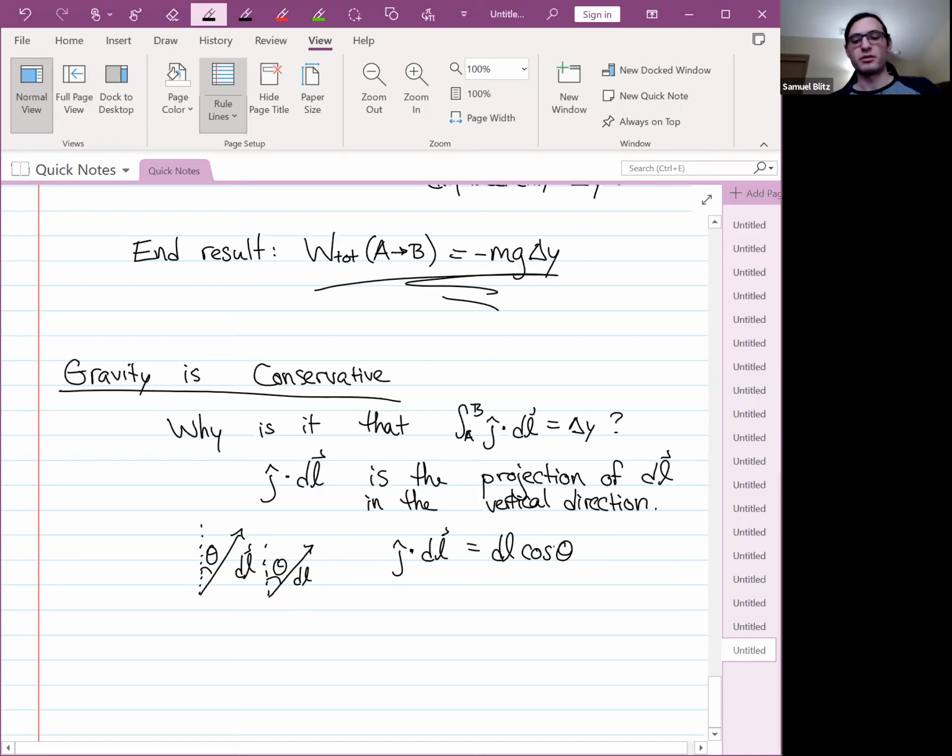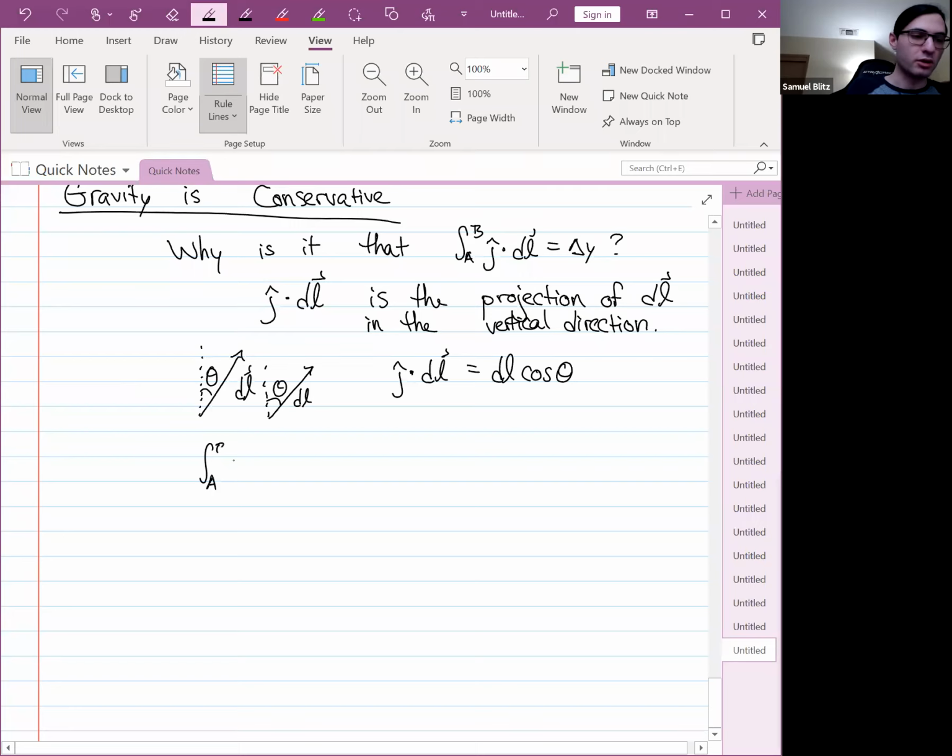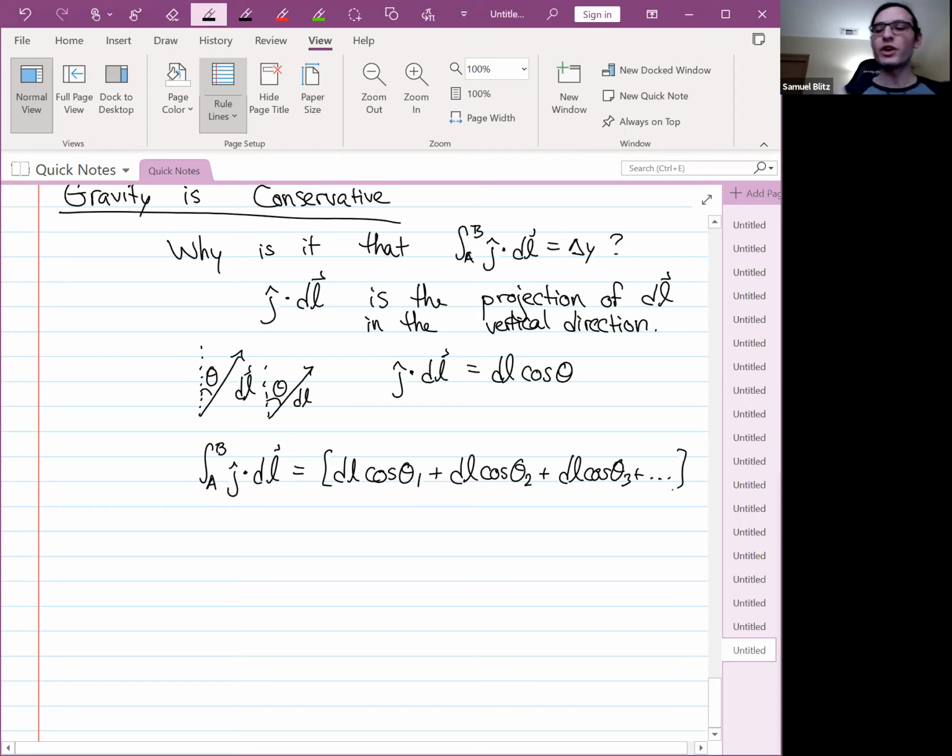So what we can say then is that the integral from a to b of j dot dl is dl cosine theta 1, plus dl cosine theta 2, plus dl cosine theta 3, plus so on and so forth, where they all have length dl, and you're adding up the cosines of all the little angles as you go around your path.